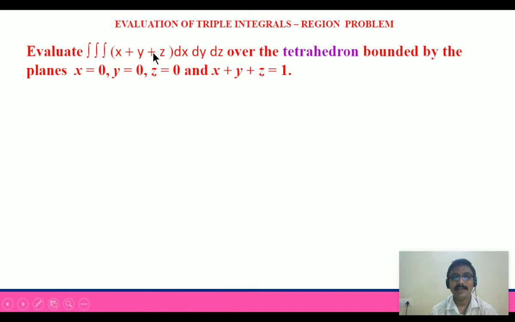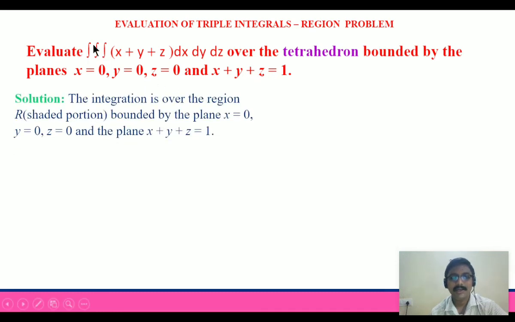Evaluate the triple integral of x plus y plus z, dx dy dz over the tetrahedron bounded by the planes x is 0, y is 0, z is 0 and x plus y plus z equal to 1. So the given region is a tetrahedron.